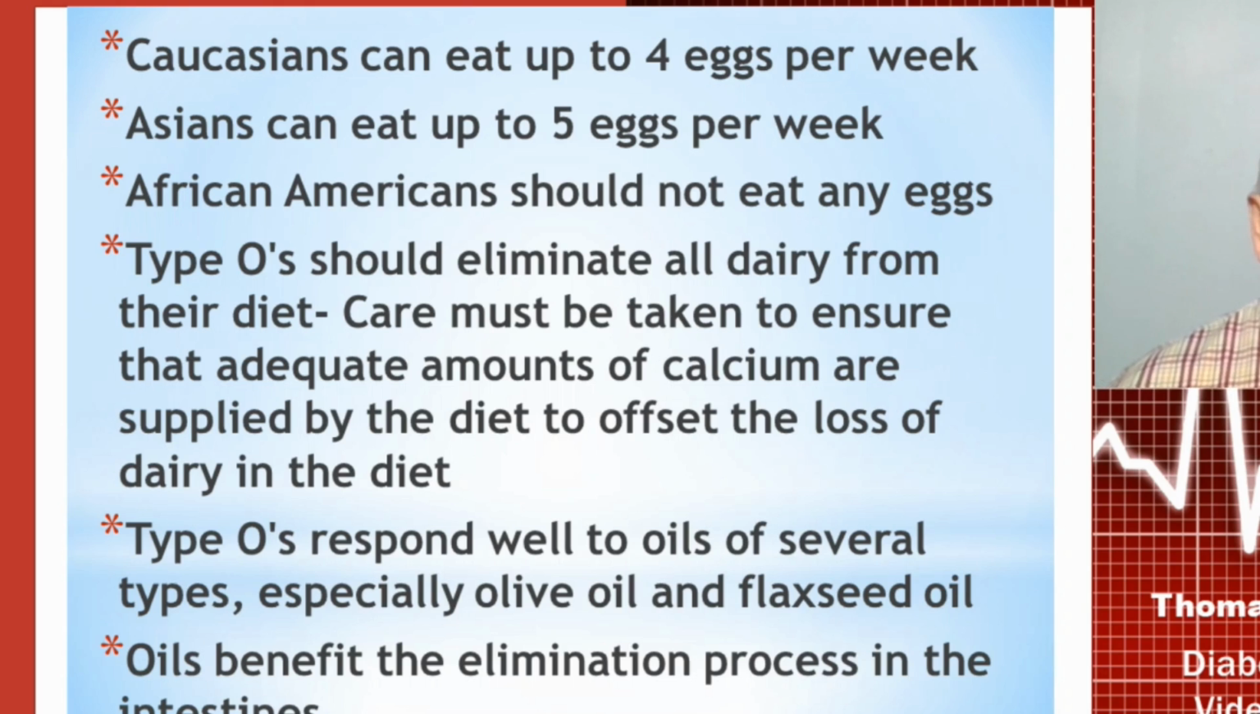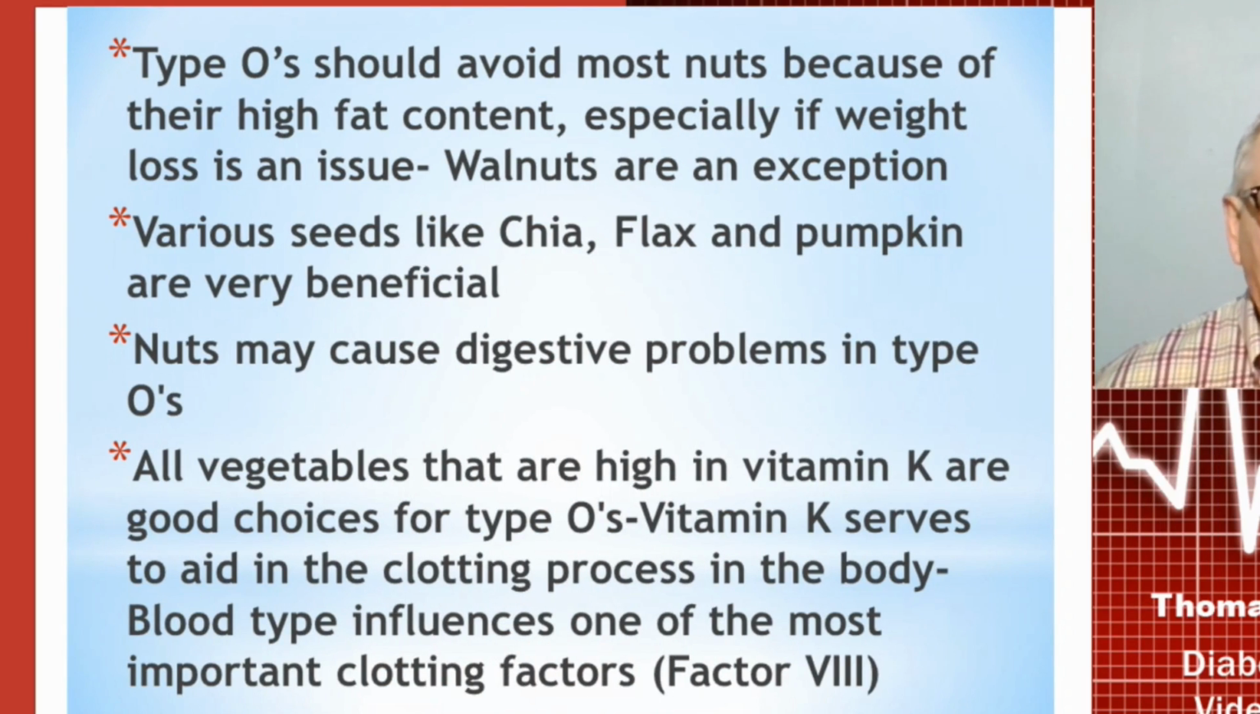Care must be taken to ensure that adequate amounts of calcium then are supplied by the diet, even in the form of supplements. You should get between 1,000 and 1,200 milligrams per day in order to offset the loss of calcium that you would otherwise get from dairy in your diet. Type O's respond well to oils of several types, especially extra virgin olive oil and flaxseed oil. Oil benefits the elimination process in the intestines because it lubricates.